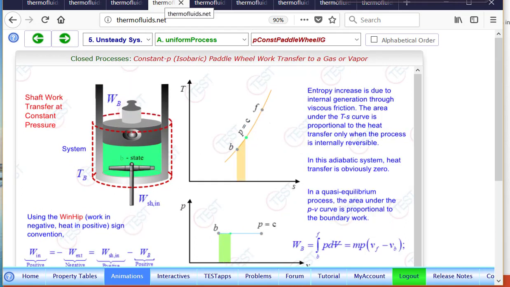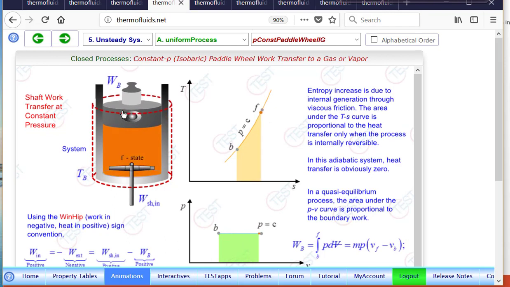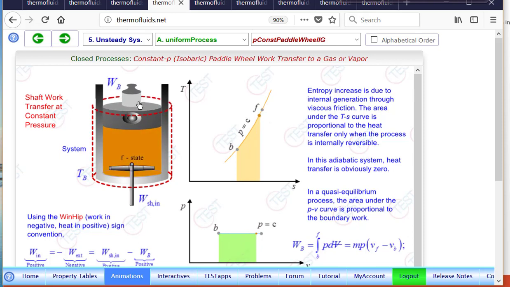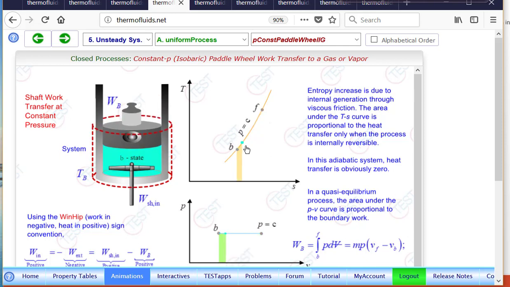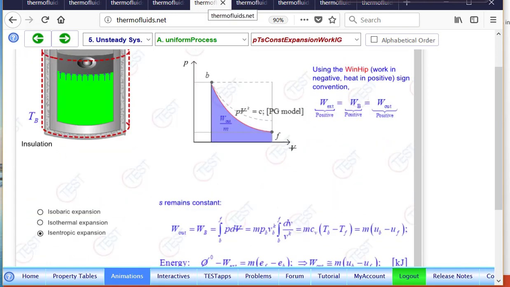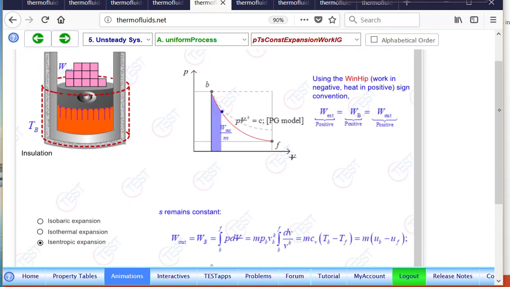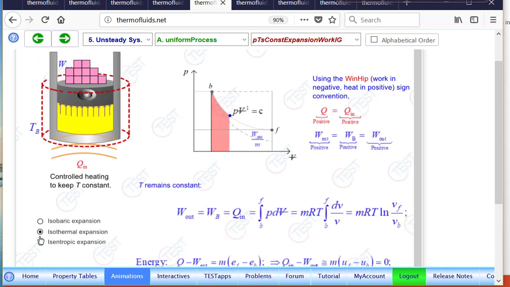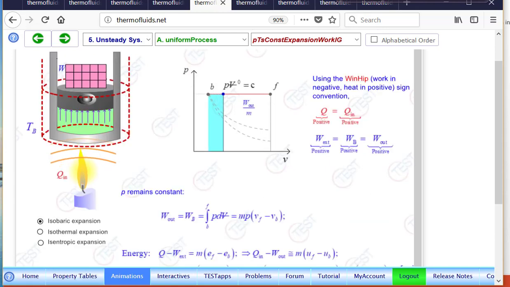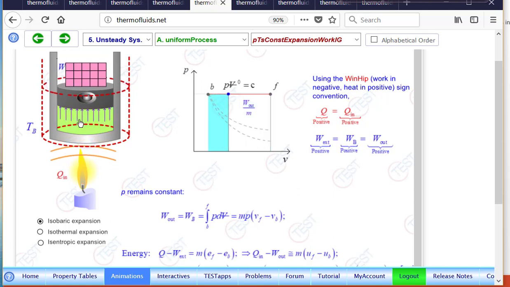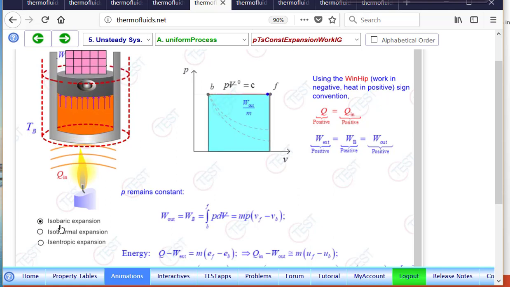Here is another example of a constant pressure process. The piston moves up and the pressure remains constant. If you do a free body diagram of the piston, you can prove that. And again, the TS diagram and the PV diagram show the process. Here is another example, actually a bunch of examples. This is an isentropic expansion. Entropy remains constant here. You can also see how the isothermal expansion or isobaric expansion, where pressure remains constant. With the same piston cylinder device, all these different kinds of processes can be carried out.